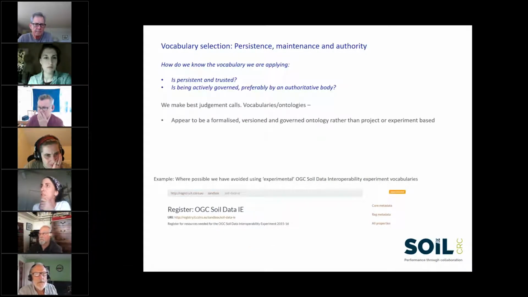Vocabulary selections are a challenge for us, probably similar to lots of people. So how do we know that it's persistent and trusted, that it's actively governed and preferably by an authoritative body? At the moment, we're just making best judgment calls that appear to be formalised, versioned, governed. We try to avoid project-specific vocabularies where possible, such as this one from the Soil IE experiment.